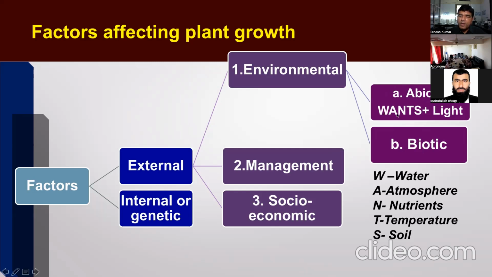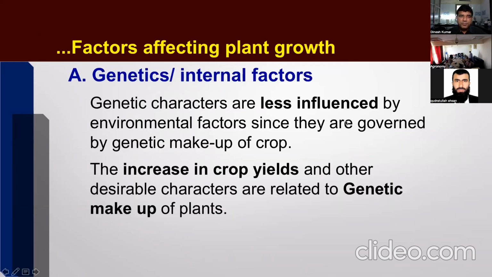W for water, A for atmosphere or air, N for nutrients, T for temperature, S for soil or somewhere to grow, and then light. So these are six abiotic factors, and a number of biotic factors are there which affect the growth. Our job is to study these factors so that we can improve them. We can manipulate them to get better growth.